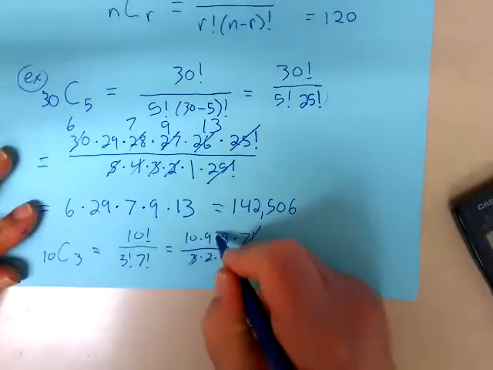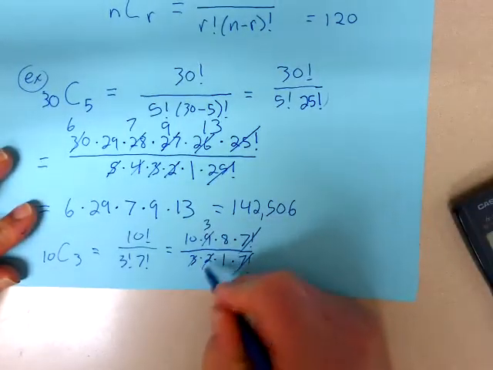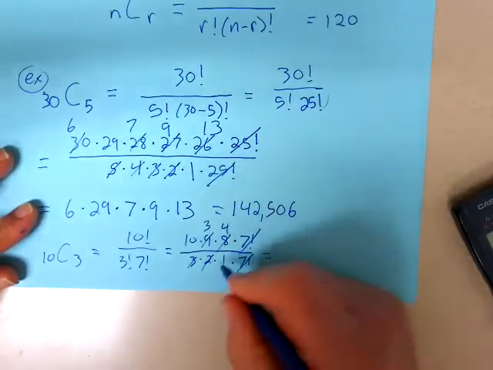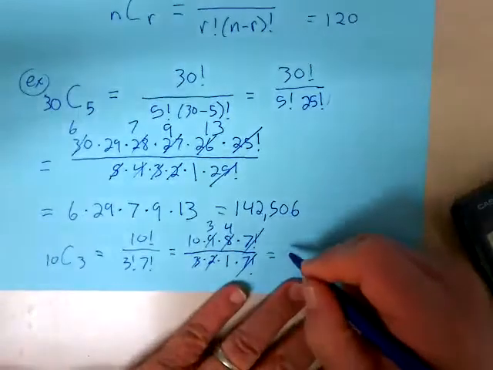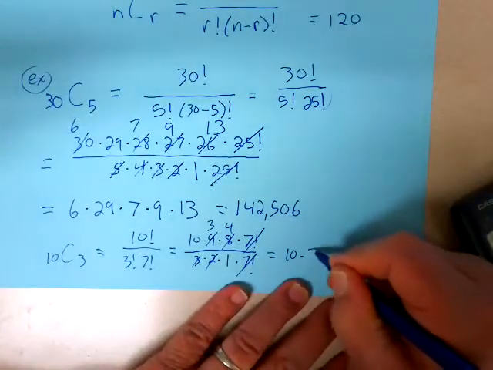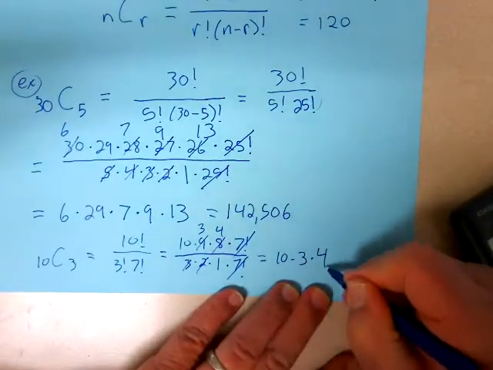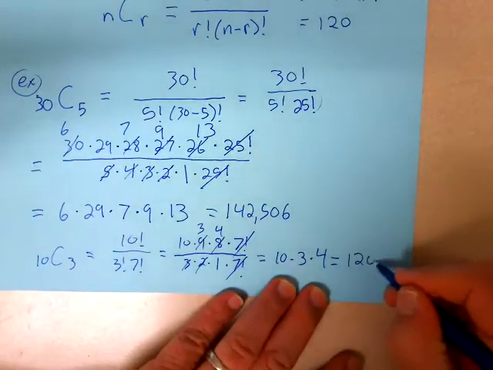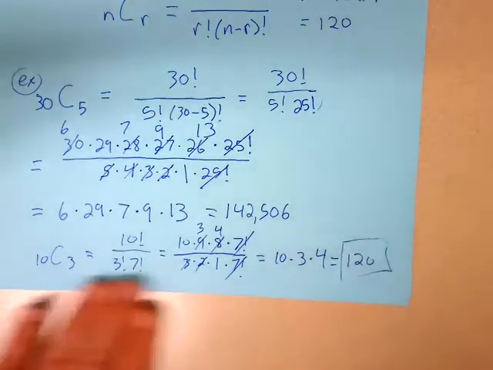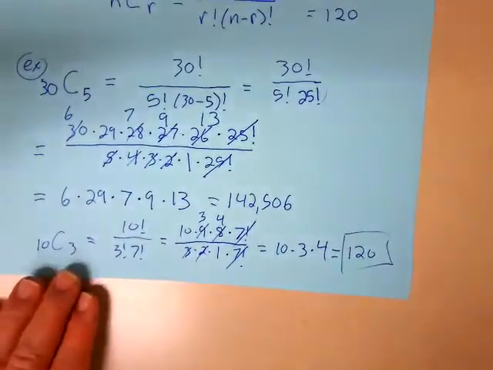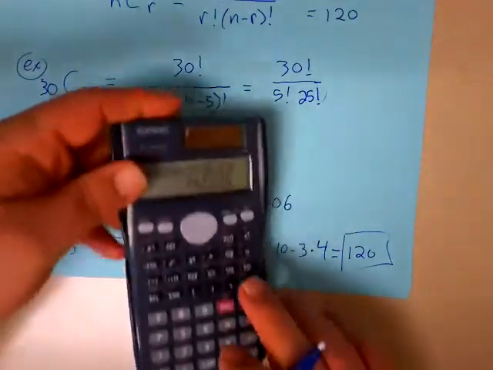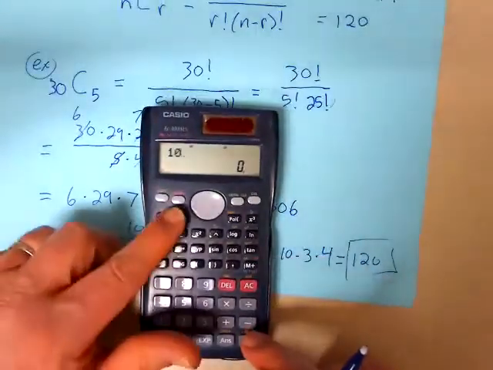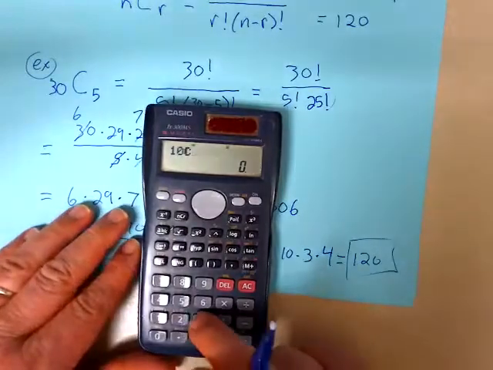Now the 3 will cancel out with the 9. The 2 cancels out with the 8. Gives me 4. The 1 just stays there. And then I get 10 times 3 times 4. And it's 12 times 10. So 10 choose 3 is actually 120. And we can check it here. So here is 10 choose 3.